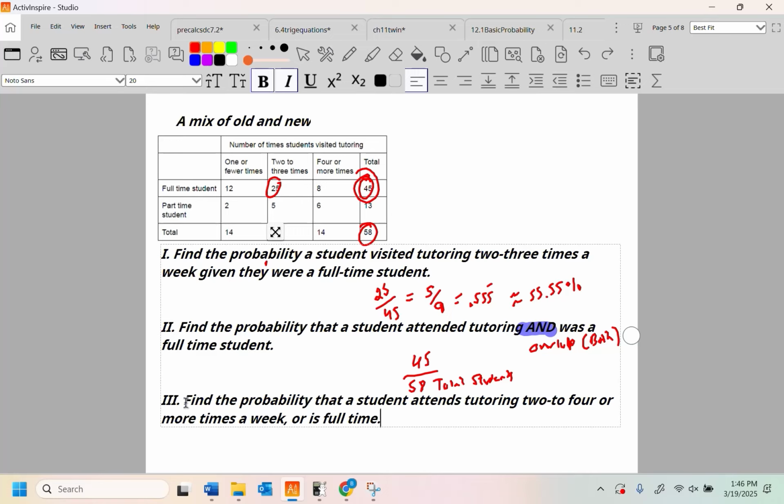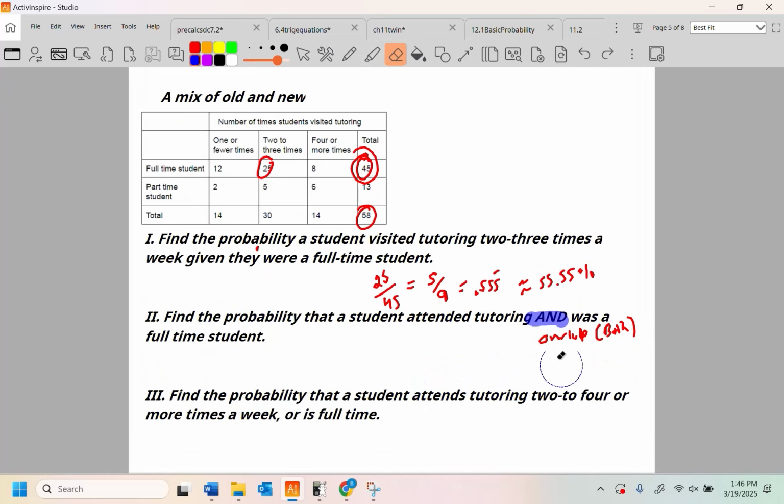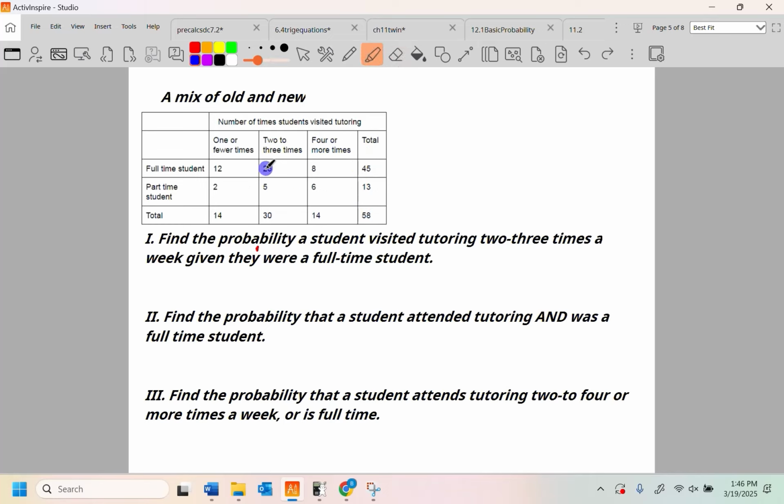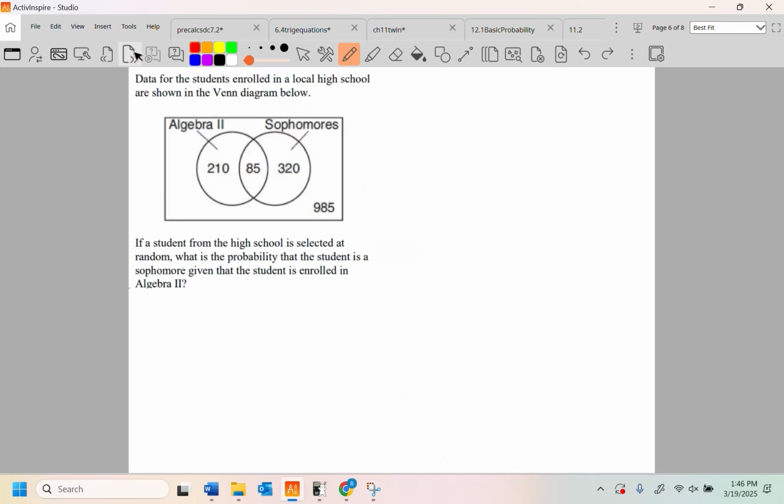So it's going to be a large table, and there are formulas that we can use, but we don't have to use them with tables. So let's just kind of look at things here. So we pick some random kid, and I'm interested in 2 or 4 or more. That's those guys. Or is full-time. So I'm also interested in that guy. Now, aren't I? It's that. It's 45 and 58. That's simple. All right, there you go. There's that. There's the table.